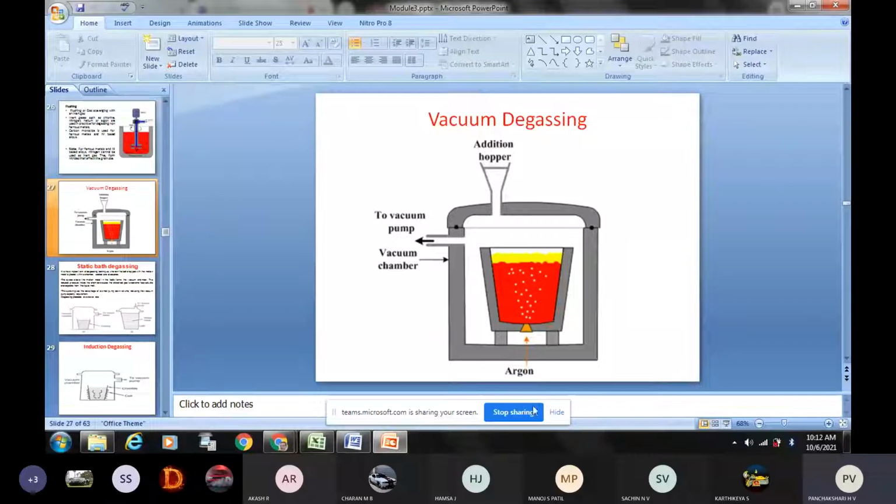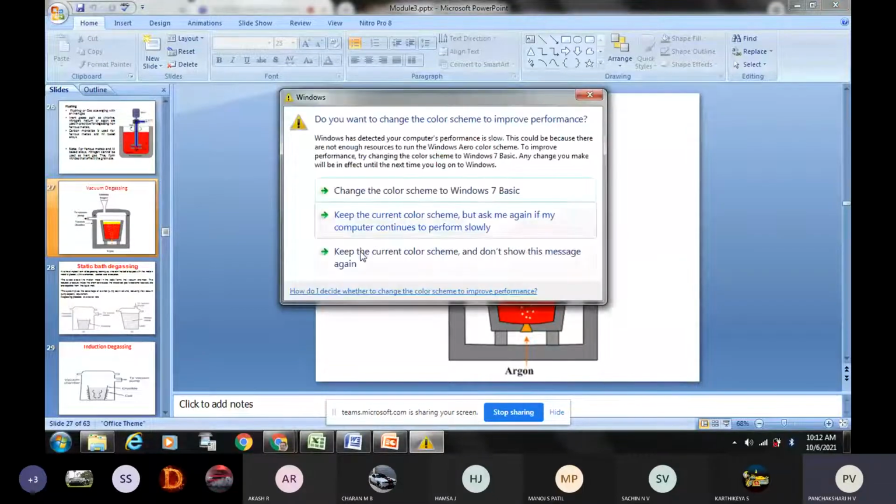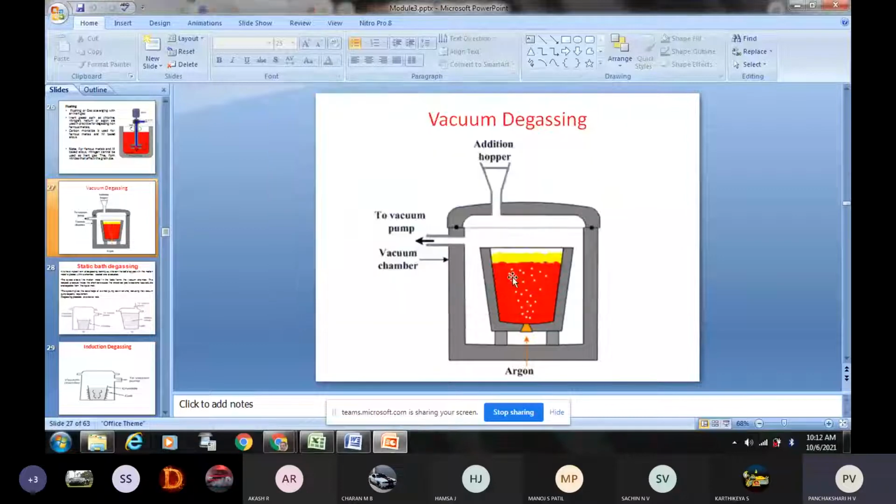We are only supplying the inert gas. We are not doing anything else to the liquid metal. That is why it is called a static bath treatment or static bath degassing. Hope all of you understood this concept.